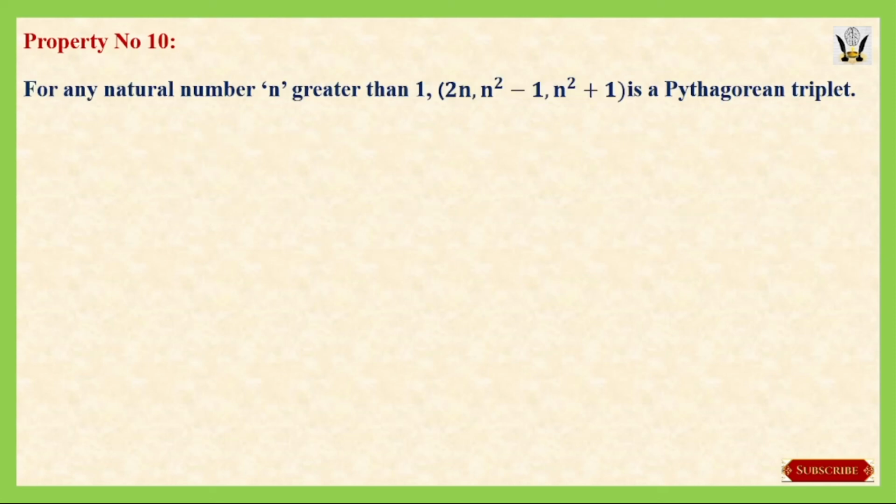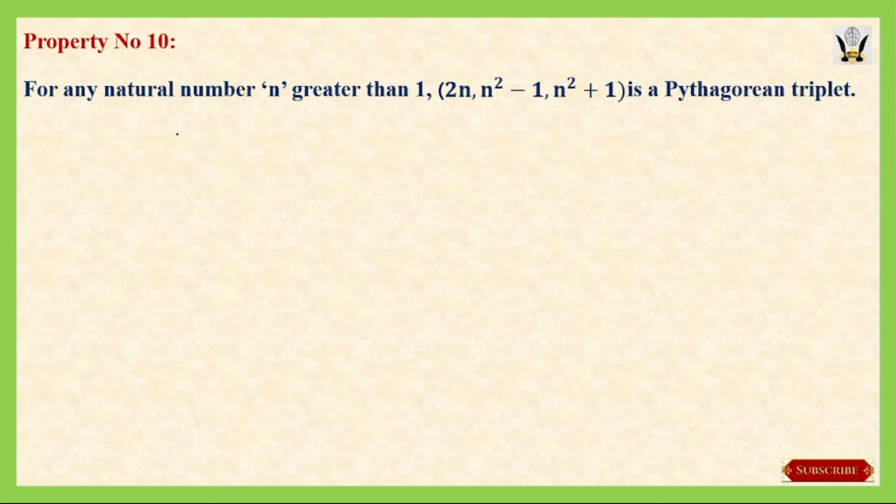Now the next property says that for any natural number n greater than 1, 2n, n square minus 1 and n square plus 1 is a Pythagorean triplet. So what is the Pythagorean formula? We know that. Now here we will see the Pythagorean triplet in case of natural numbers. But it will not be applicable in case of 1, so other than 1 we will apply.